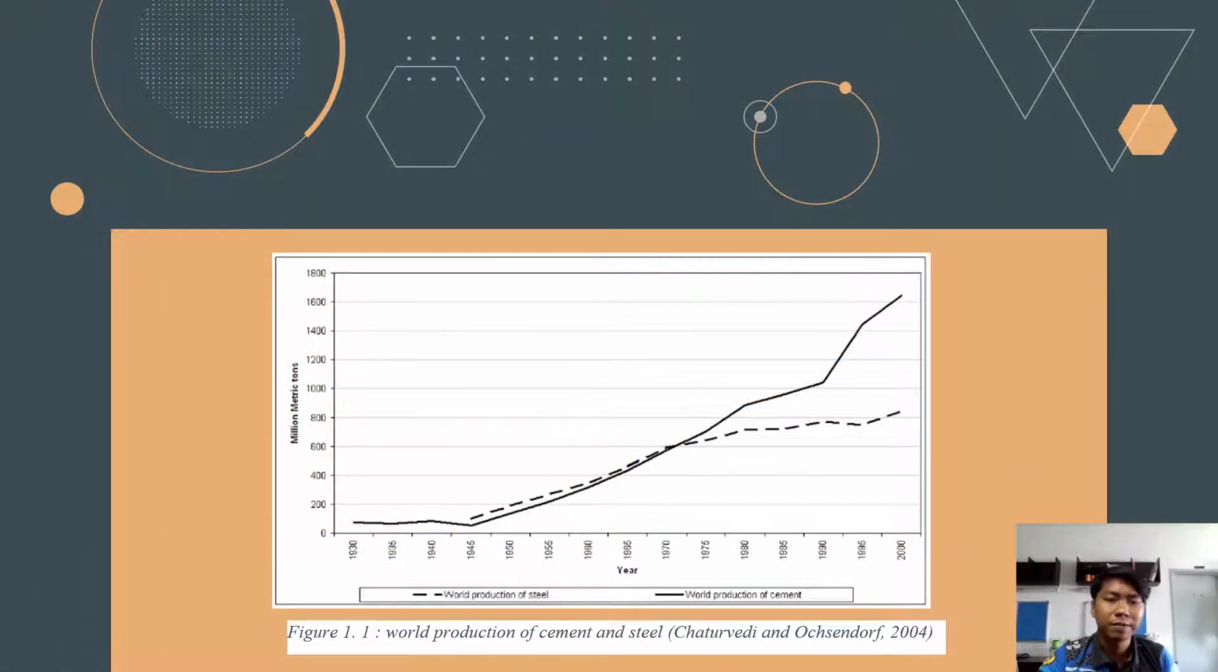Based on this graph, we can see that the production of cement has increased drastically in the last decade and it is expected to continue this rate for the next century. You can see that it is almost approaching 1,700 million metric tons of CO2 emission in the year 2000.